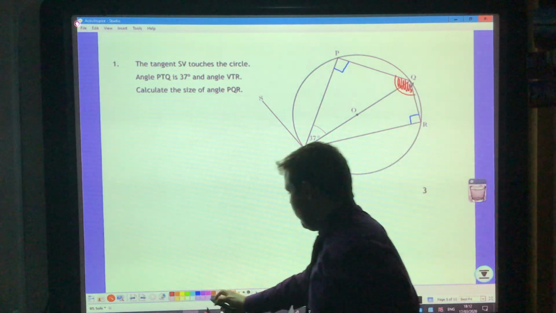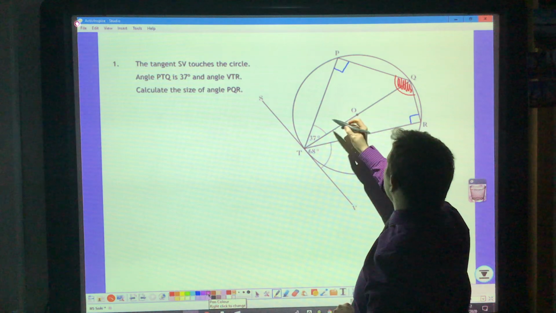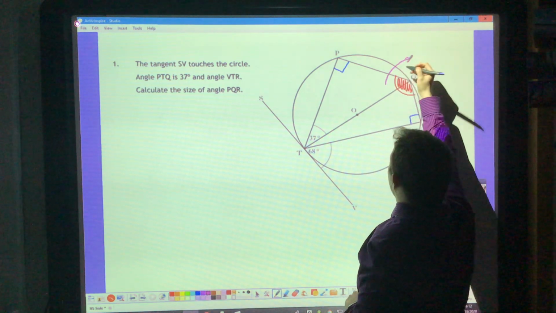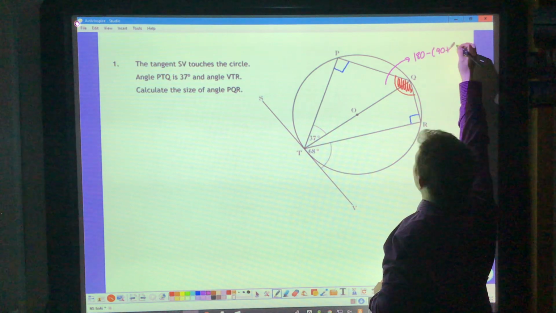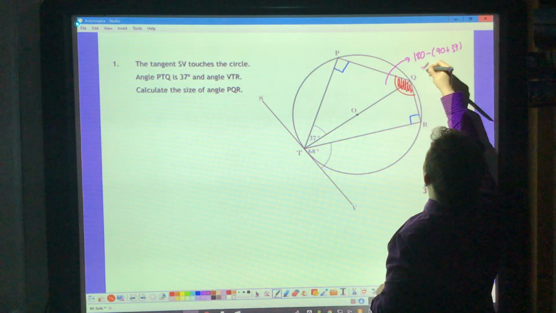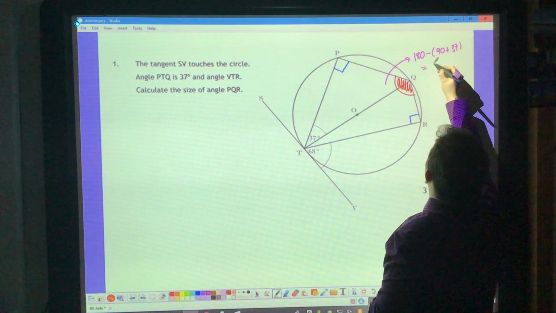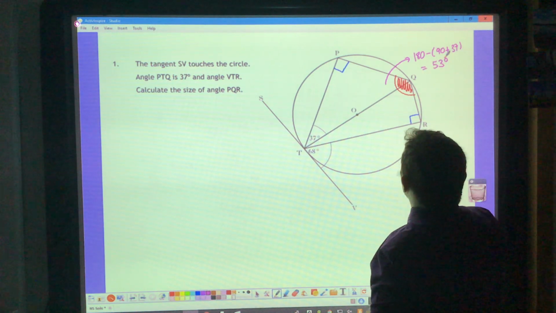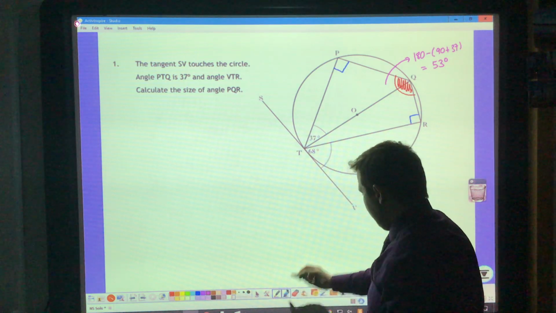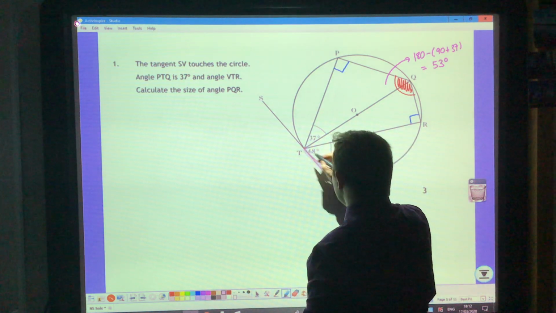Well, I can do that almost. This one I can definitely do, because that bit there is going to be 180, take away 90 plus 37, which equals 53 degrees. This one here, well, hopefully you recognise that that there is a tangent.